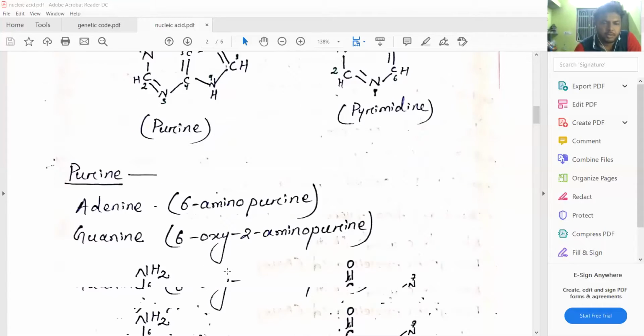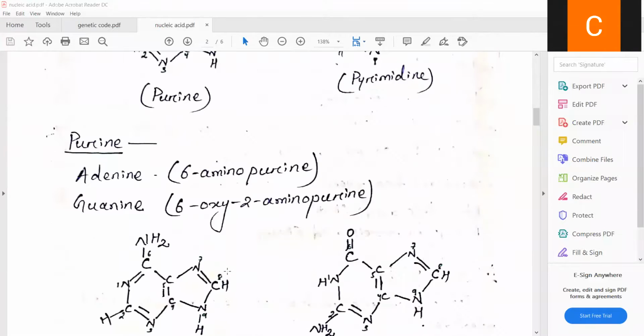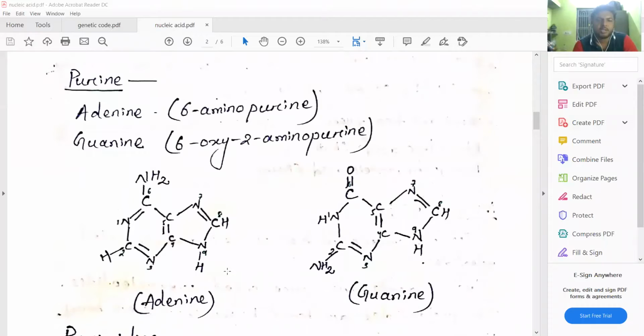So coming to the structure of purine, that is your adenine and guanine. Here in case of adenine, in the 6th position an amino group is there, and here 6 oxy means in the 6 carbon an oxygen is there, and that is the guanine.